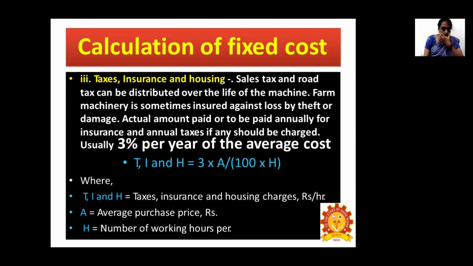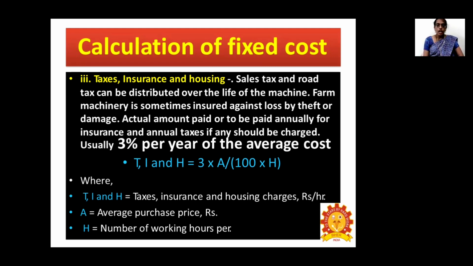Next one is taxes, insurance, and housing. So sales tax and road taxes can be classified, or else distributed over the life of these machineries. Farm machineries are sometimes insured against loss which can happen due to theft or any damages, or due to any agricultural accidents also. So the actual amount paid annually for this insurance and the annual taxes should be charged. Normally it should be taken as 3% of the average cost.